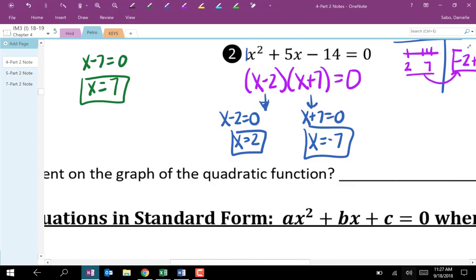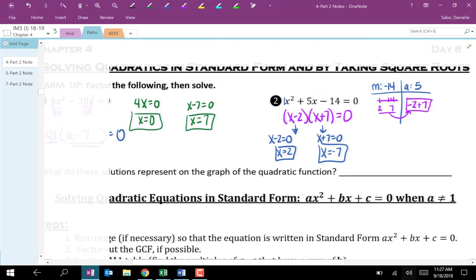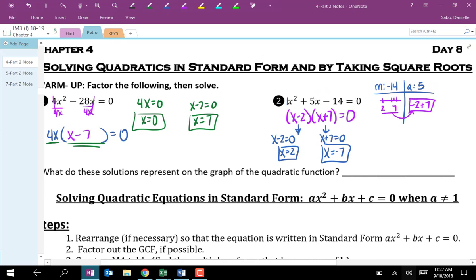Okay, so we already talked about this. What do these solutions represent on the graph? It represents the x-intercepts. That's what you found. The x-intercepts. So you found 2 and negative 7. That means that the graph will cross the x-axis at positive 2 and at negative 7 is what that's telling you.